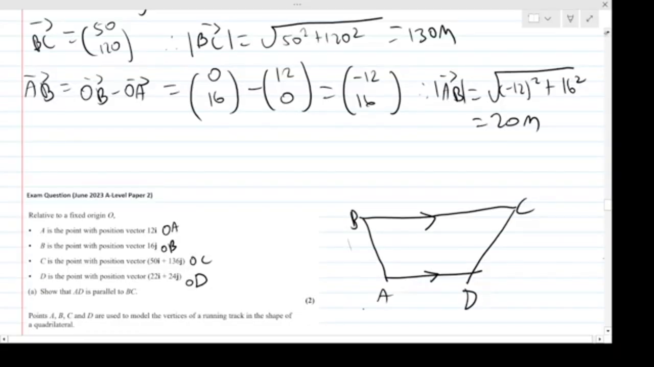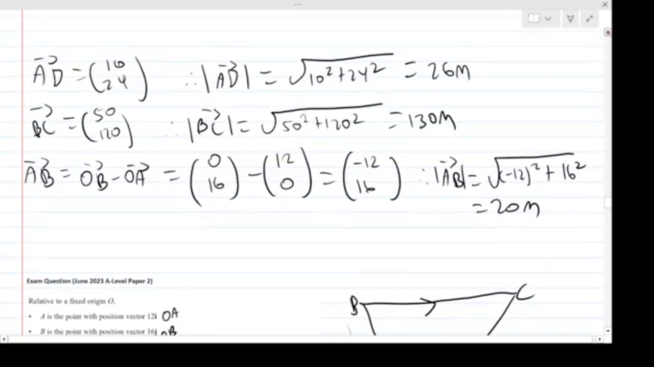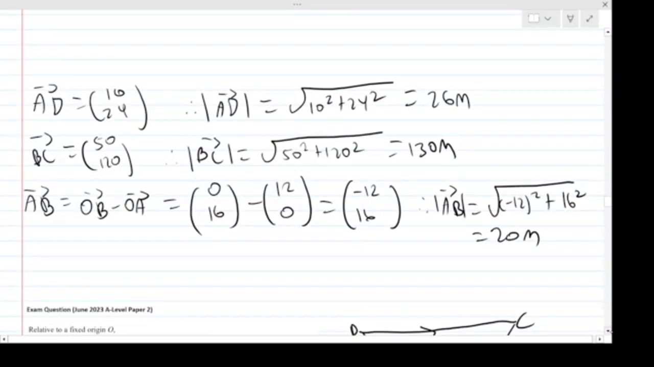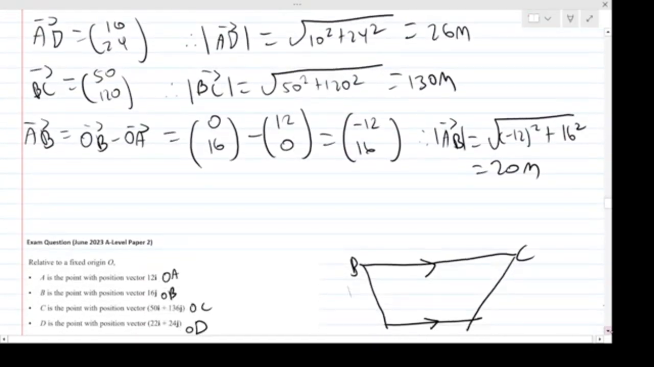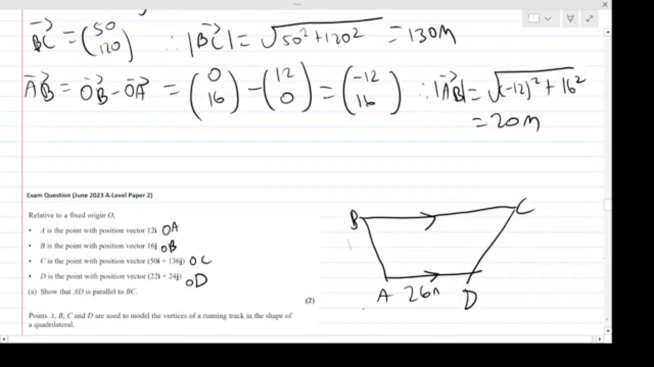I can add these on then if I wanted to. So on my diagram, AD is 26 meters. BC was 130. AB was 20. So then I just need to find CD.